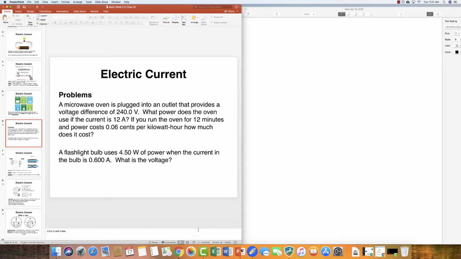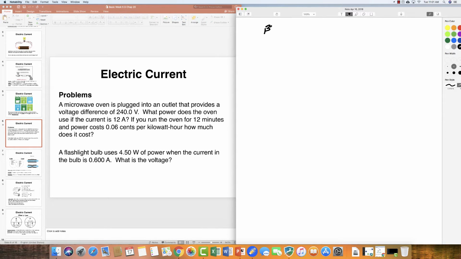In order to do this problem, you would have to remember that power equals volts times amps. So in this case, it's going to be 240 times 12. And so let's see, that's 480 plus 2400. So that's going to be 2880 watts. So the power usage by this per second is 2880 watts.